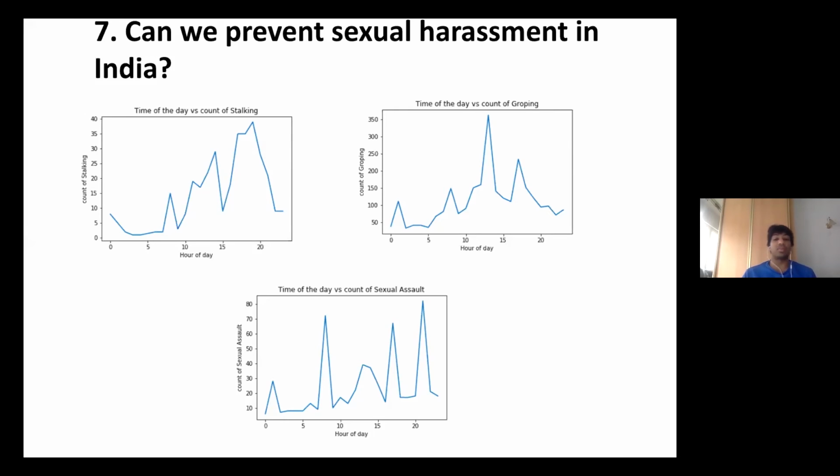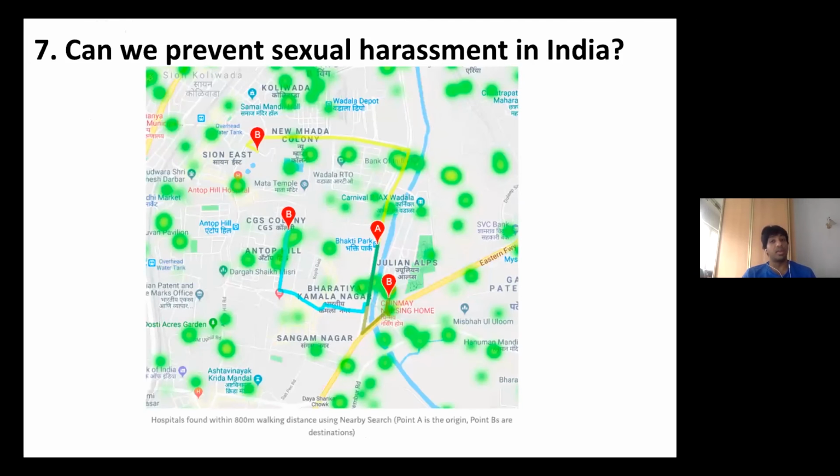Sexual assault sometimes happens early in the morning, and that can again make sense. These are the peak office hours, when people are in the trains, and that's where sexual assault and groping happen. So there are patterns in everything. It's interesting to see that in certain parts of the city we saw high sexual harassment. So it's not that it just happens randomly.